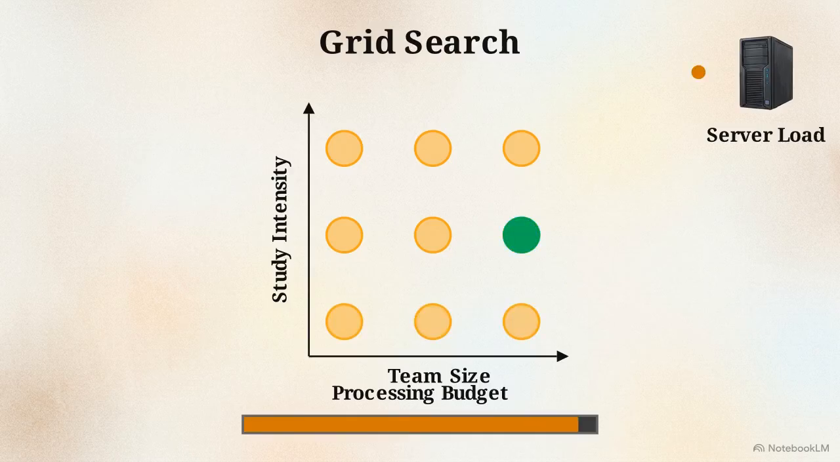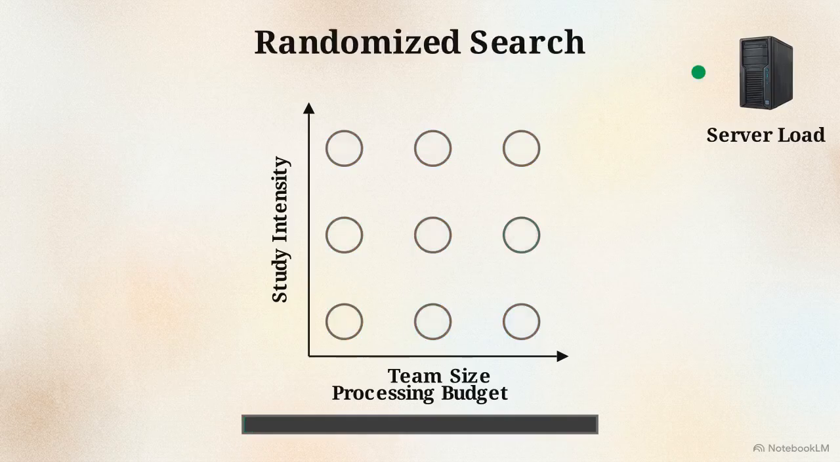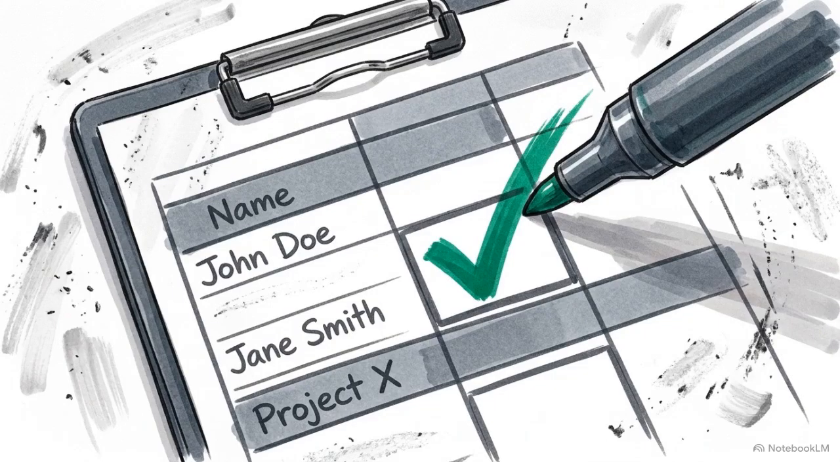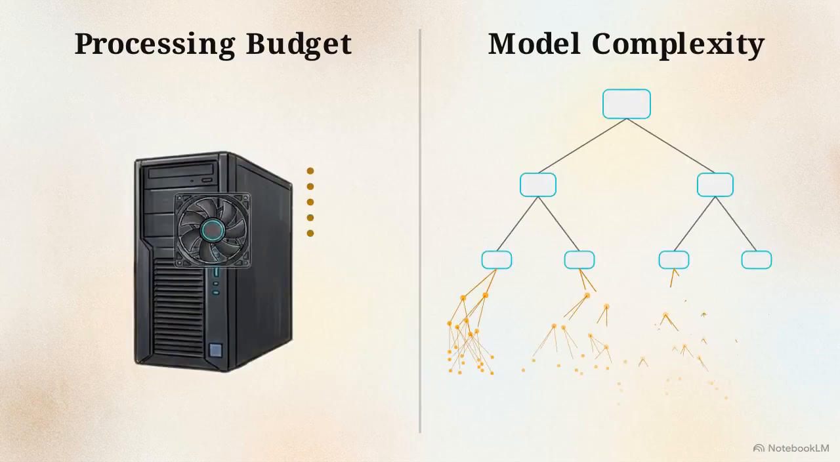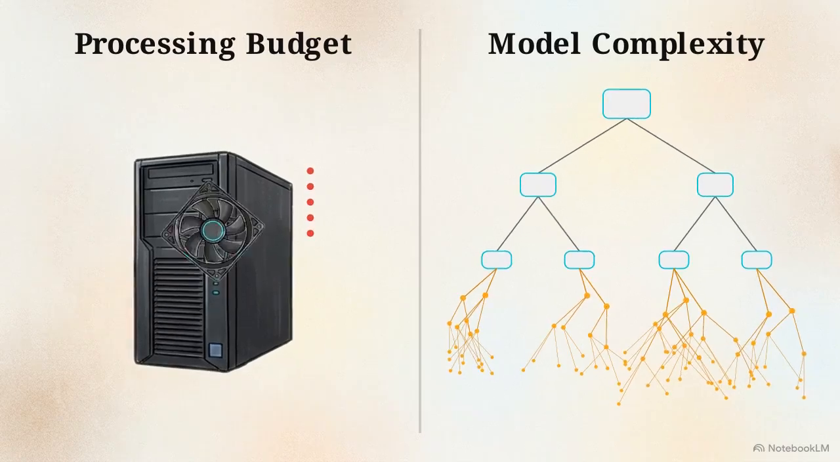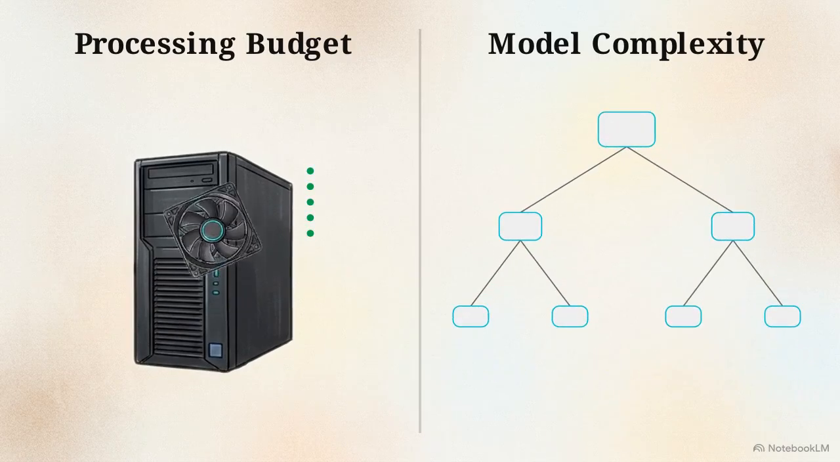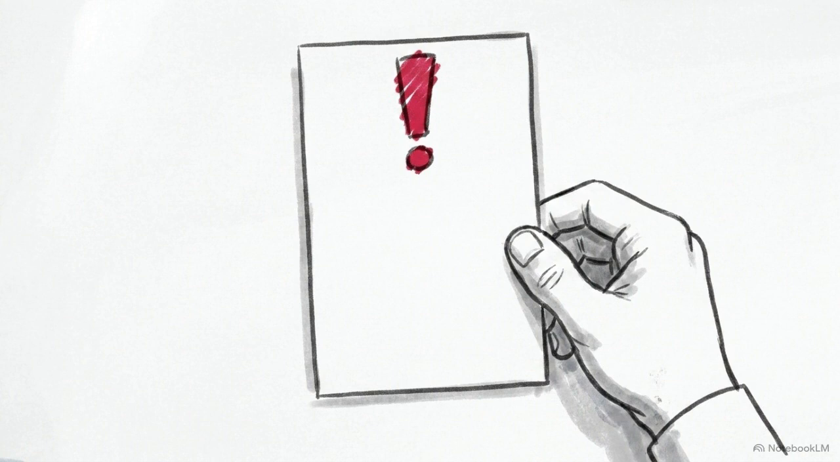If you are short on time, you can use a randomized search approach instead. Rather than checking every single dot, you test a random handful of configurations. Usually that is enough to find a strong setup very quickly. This entire process is called tuning. It is how you carefully balance your computer's processing budget against the complexity of the specific problem you are trying to solve. We have one final twist for our trivia game.